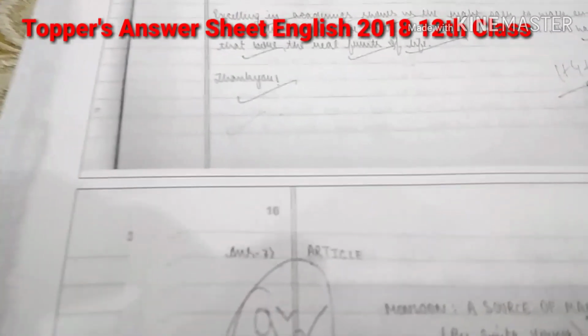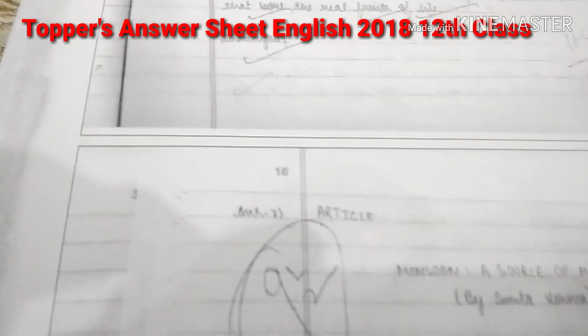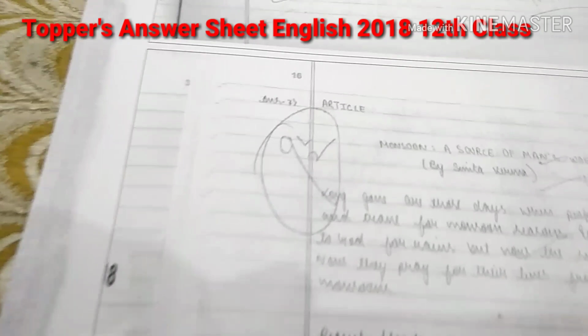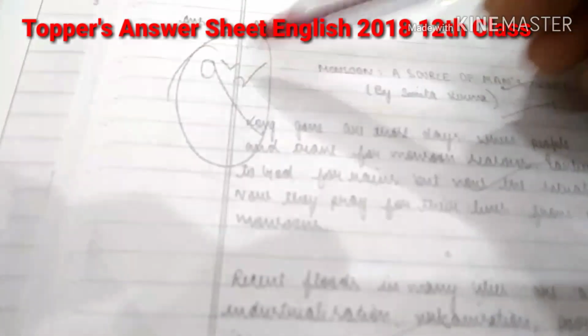Next question, question number 7. In debate the child got 4 out of 10, 3 plus 2 is 5, 4 and 1, out of 10. Question number 7 next is the article, and 9.5 out of 10 the child got.